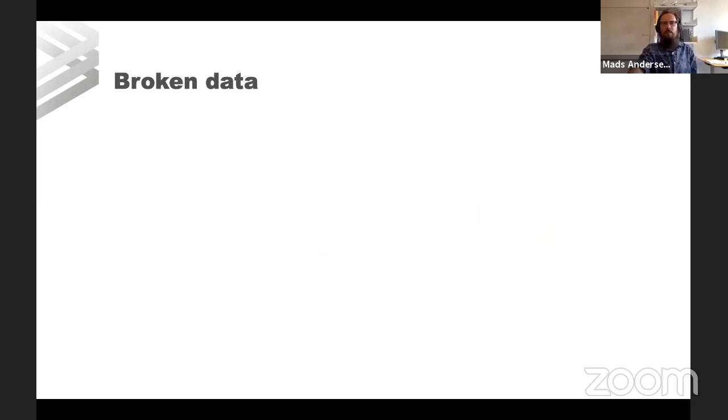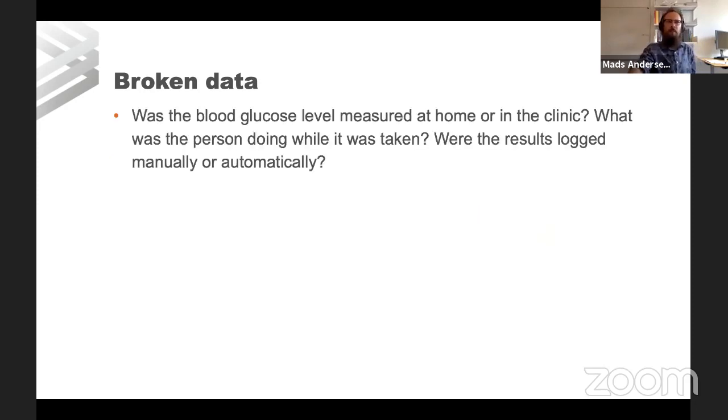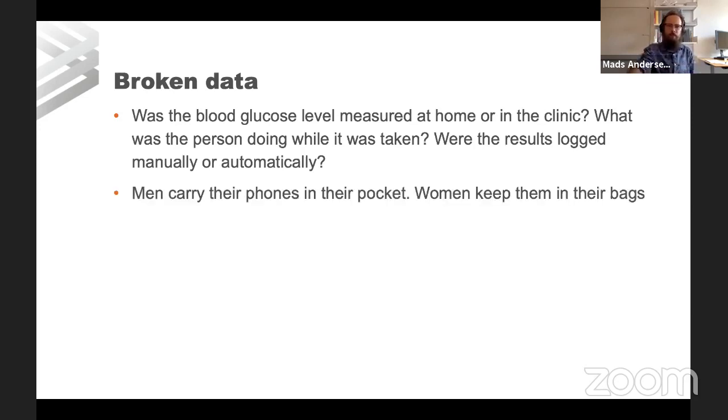So, just examples from our interviews here. We had one doctor who talked about the blood glucose level. Was it measured in the home or at the clinic? What was the person doing while it was taken? Where were the results logged? Was it manually or automatically? And all these things had a lot of impact on whether or not he actually felt comfortable using the data. Another doctor mentioned, well, men carry their phones in their pocket, women keep them in their bags.